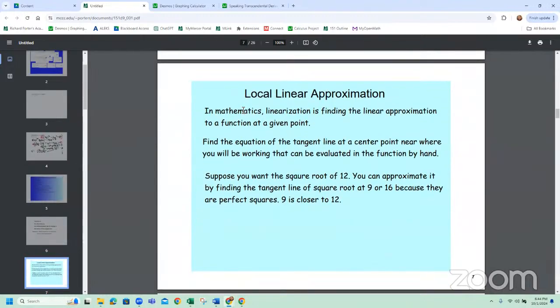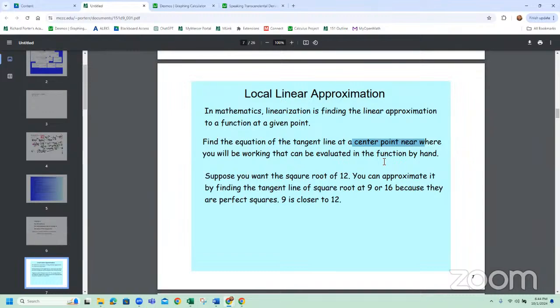Local linear approximation: in mathematics, linearization is finding the linear approximation to a function at a given point. It's another word for finding the equation of the tangent line at a point. That point should be near where you'll be working, so that you can evaluate the function by hand. Otherwise, there's no point in approximating.